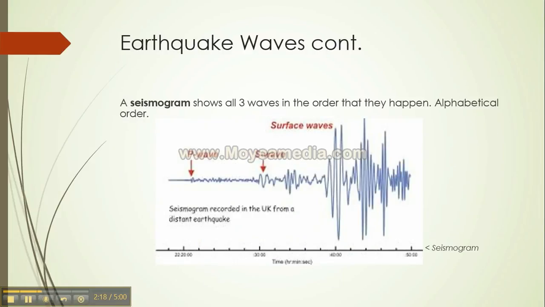Earthquake waves continued. A seismogram can show all three waves in the order they happen. It happens in alphabetical order.